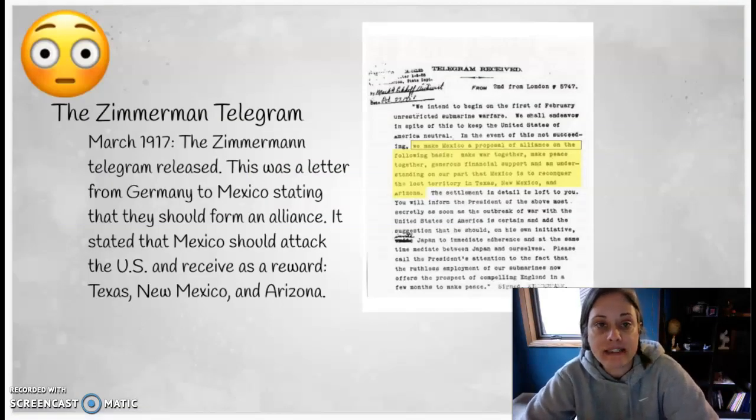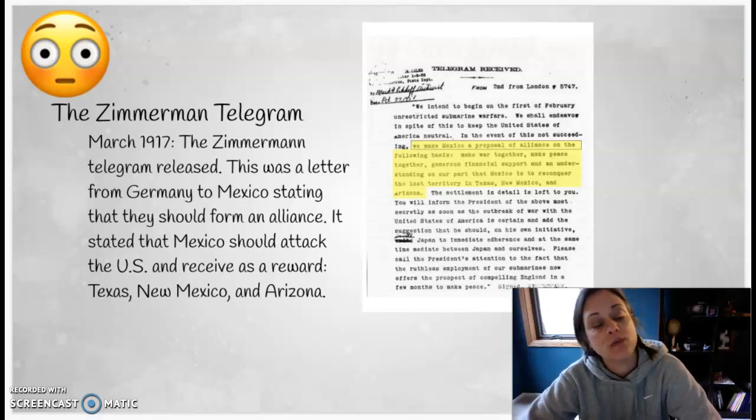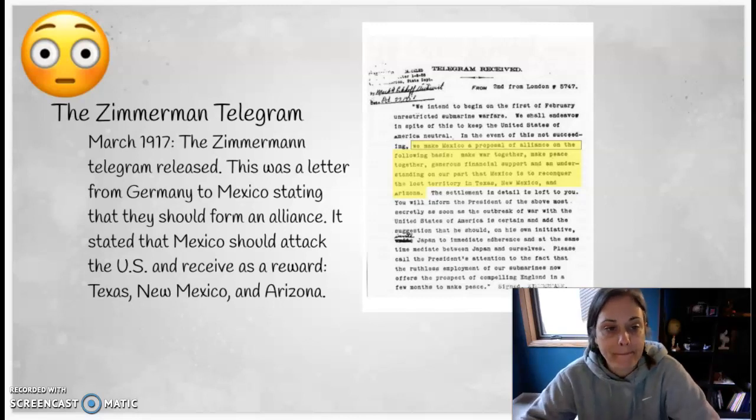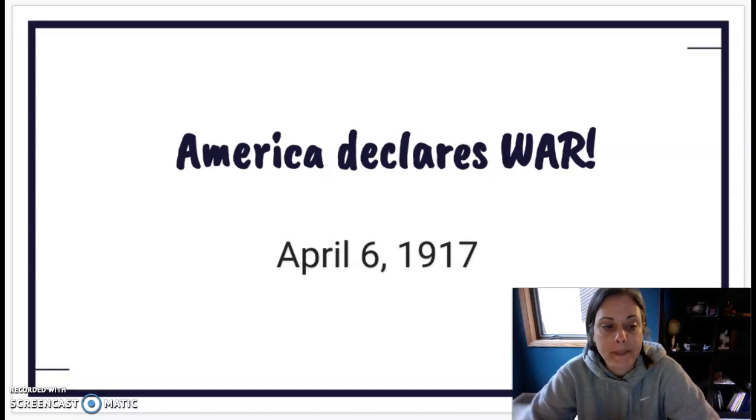In March of 1917, Britain intercepted a telegram from Germany to Mexico that stated that the two countries should form an alliance or partnership. Germany urged Mexico to attack the United States, and in return, they would receive American land once the war was over. The sinking of the ships and this telegram finally pushed America into entering the war. So, on April 6th of 1917, America entered the war.